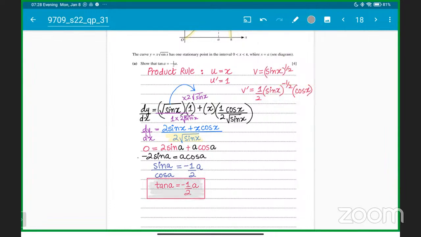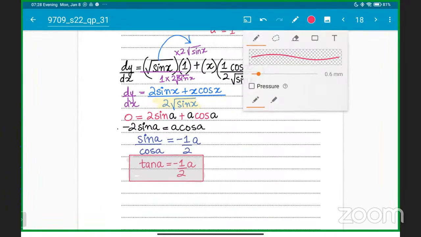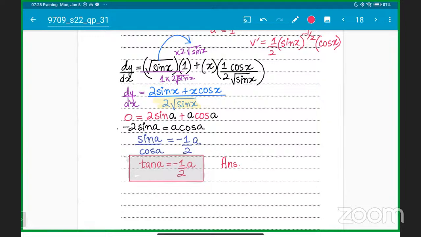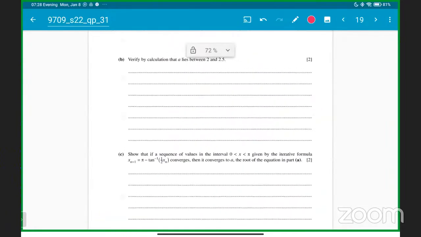Tan A. So make sure you do the proving carefully and correctly. Four marks means as much simplification and as much solving. When we have proved that tan A is equal to minus half A, we simply have to verify by calculation that A lies between these values. So you bring both of them to one side, so it will be tan A plus half A, and you do the verification.